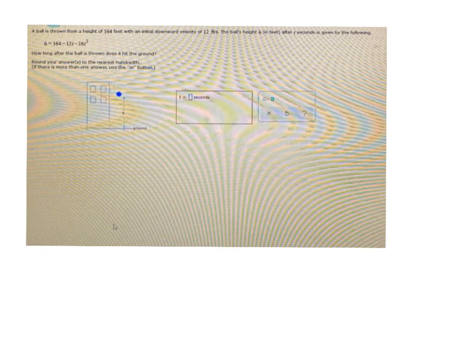Okay, in this problem, it says we have a ball thrown from an initial height of 164 feet at a downward velocity of 12 feet per second. The ball's height in feet after t seconds is given by the equation. When does it hit the ground?